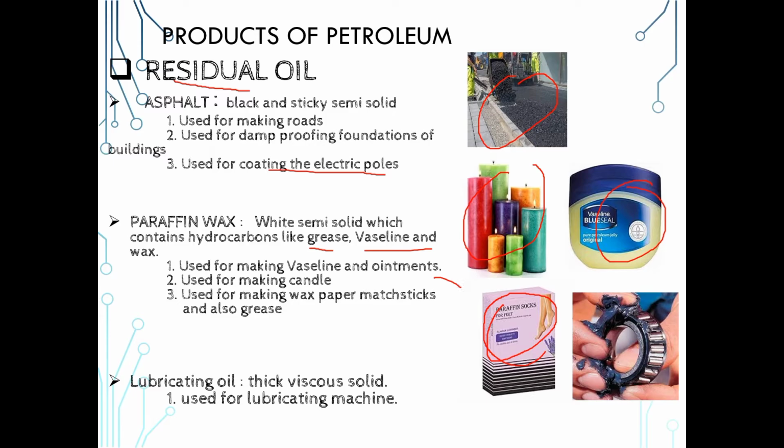Now next we get another one, called lubricating oil. This is a thick viscous liquid used for lubricating, in order to protect machine parts, so that your machine will not rust. So this is some uses of residue oil. Under residue oil we will be finding three different types of oil: asphalt, paraffin wax and lubricating oil. Next we have fuel oil.